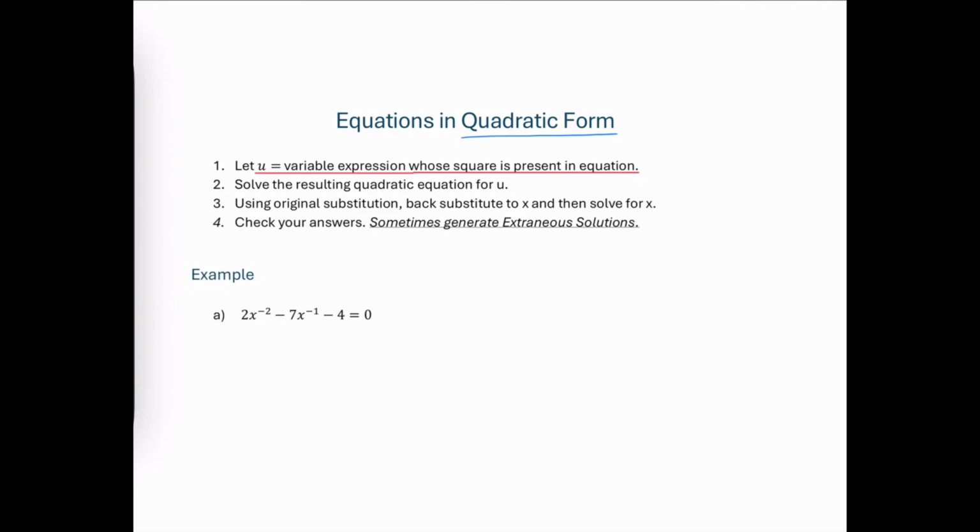In this first example, we see that we have the variable expression x to the negative 1 power. And x to the negative 1 squared is x to the negative 2. So if we let u be equal to the variable expression whose square is also in the problem, then we can substitute u in for that variable expression and then u squared in for this x to the negative 2 power. When we do that, we end up with an equation 2u squared minus 7u minus 4 that actually is a true quadratic. And that's what makes this equation one that's in quadratic form.